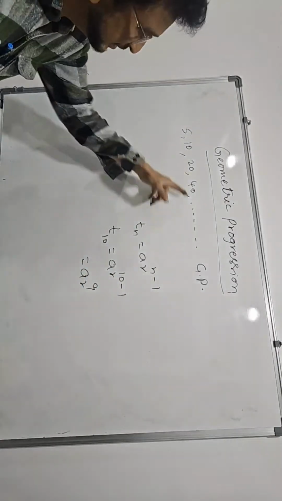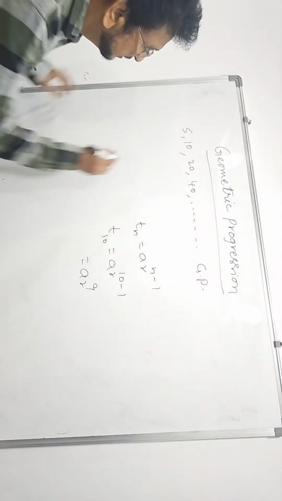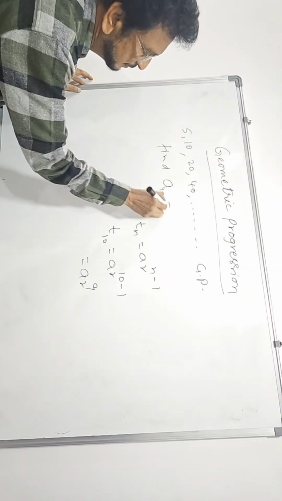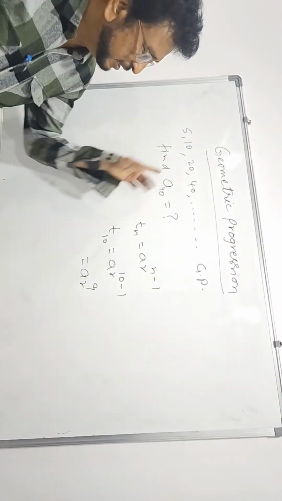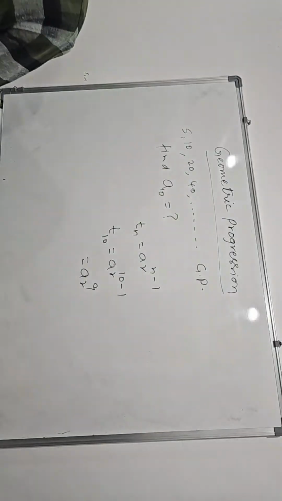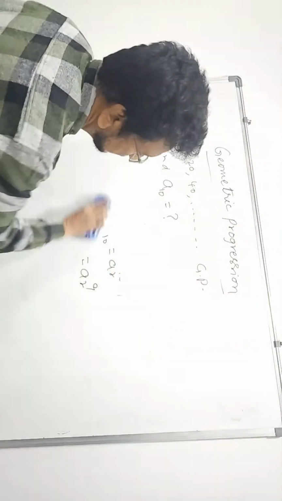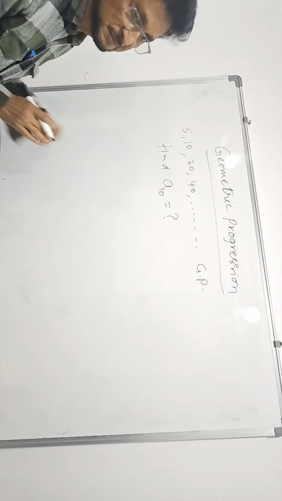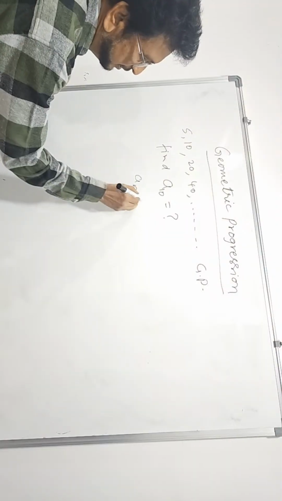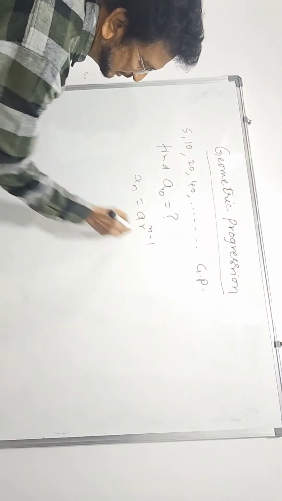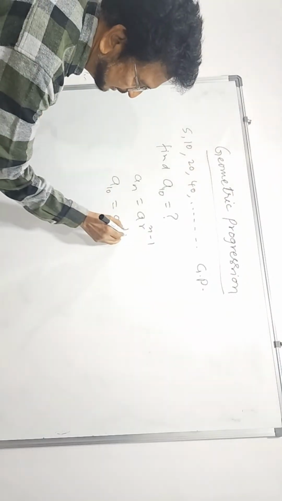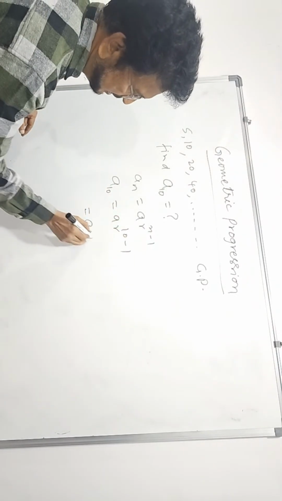Now what is the 10th term of this GP? Tell me. Find the 10th term A10. T10 or A10 both have the same meaning. Find out. What is the A10? The nth term of a geometric progression is AR power n minus 1. In place of n put 10. AR power 10 minus 1 means AR power 9.